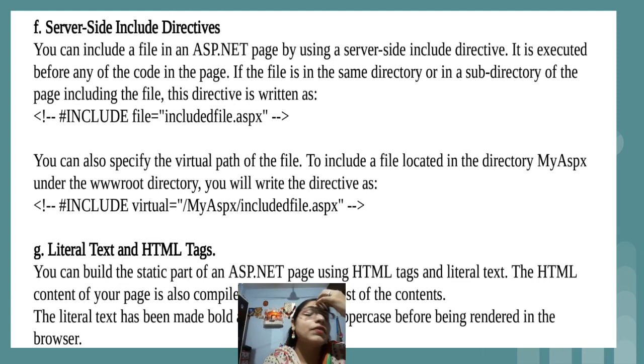The way we write the server side include directive is: triangular bracket, then exclamation mark, two minus symbols, then hash include in capital letters, file equal to include file.aspx, and again close the server side include directive by writing two minus symbols and a closing triangular bracket.